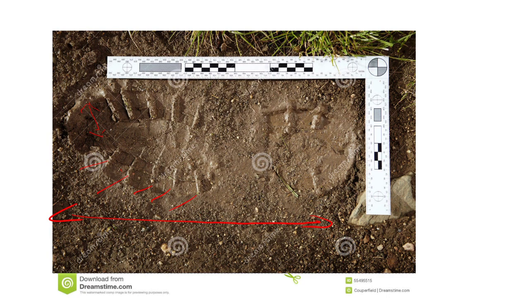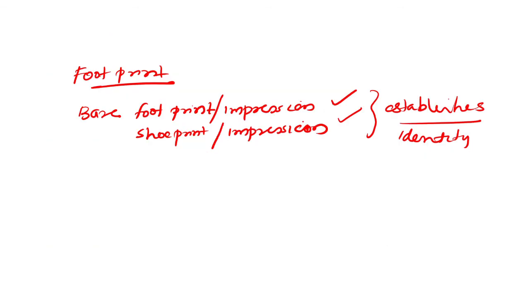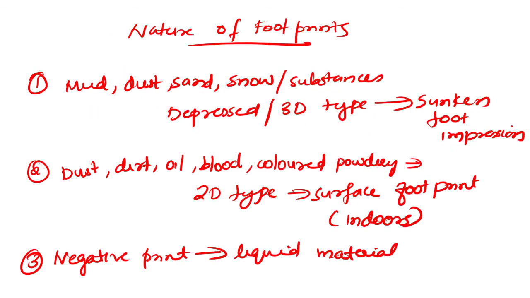While photographing the footprints, you have to keep a scale like this in order to get the actual size of the footprint. So in the photograph, you must keep this scale. And this is sunken footprint casting, and this is how we can measure the surface footprints. And they establish mainly the identity and nature.